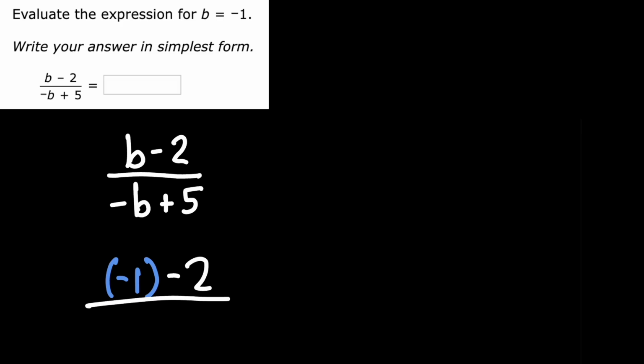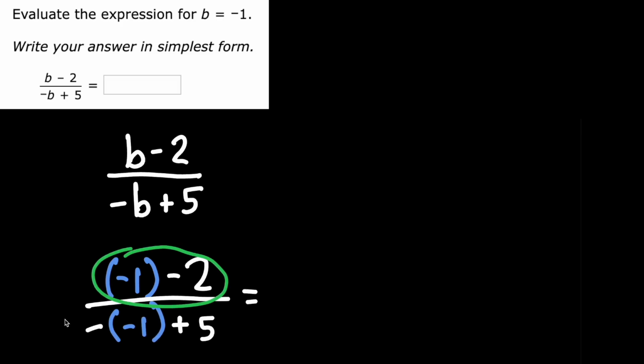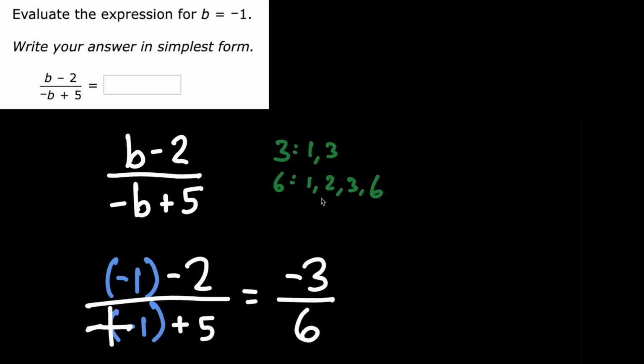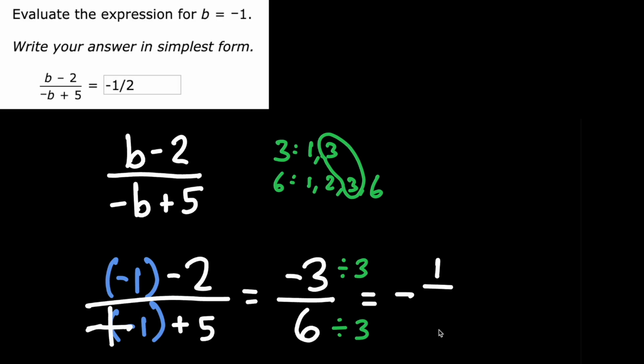Next, we need to plug in -1 for b. When we solve the numerator, we have -1 minus 2, which gives us -3. Then for the denominator, we have minus -1, which turns into a +1. So we have 1 plus 5 to give us 6. So that gives us -3/6. But since 3 and 6 have a common factor of 3, we can divide both the top and the bottom by 3 to get -1/2.